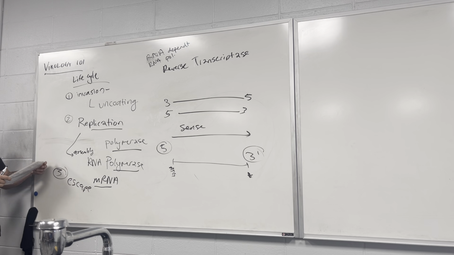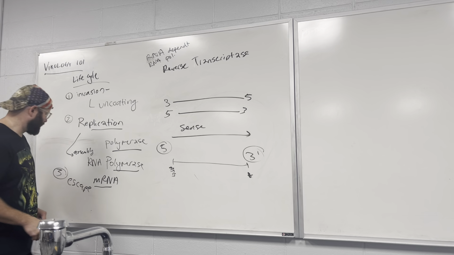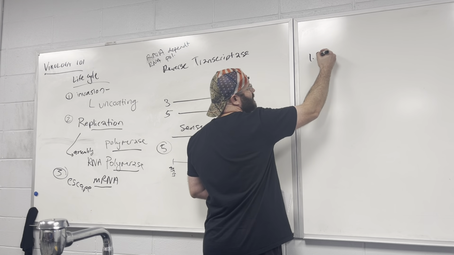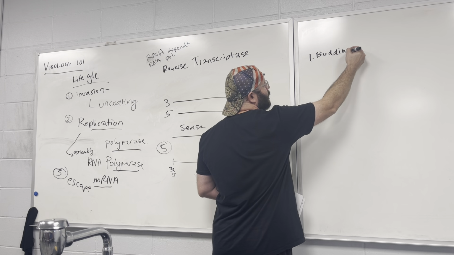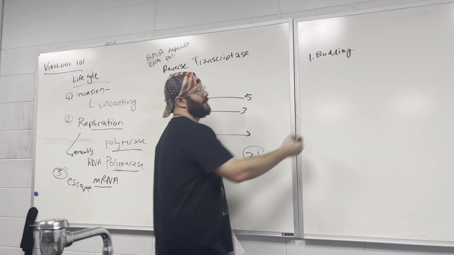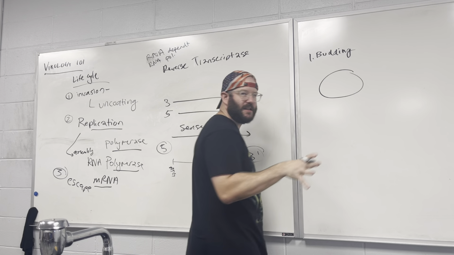So they escape. And there's different ways to escape, okay? One strategy to escape is budding. What happens in budding? Take pieces of the cell membrane. Budding is kind of like a peaceful way to leave.